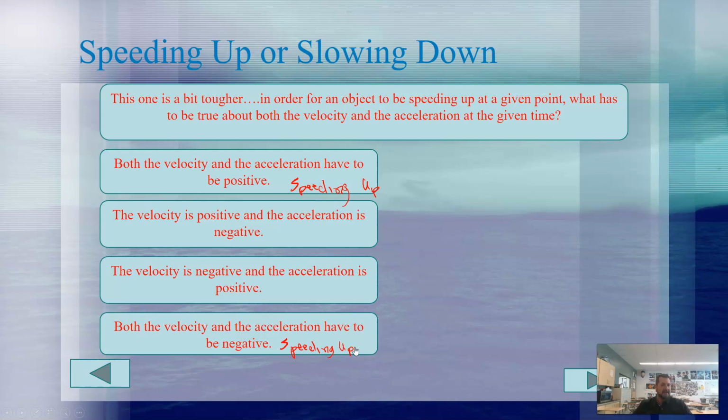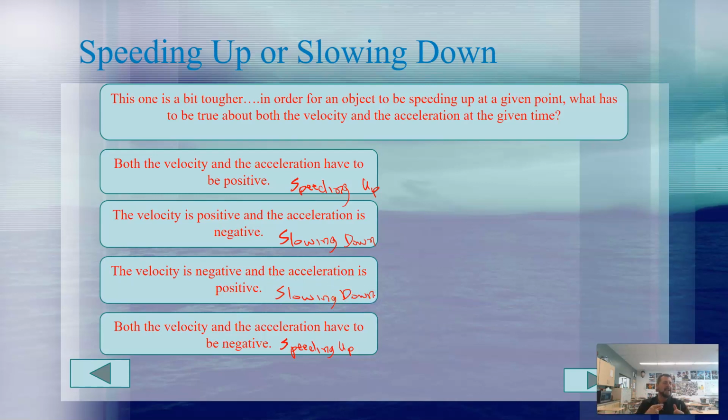You would just say, yes, they're working together. If they don't match up, then we are slowing down. So if the velocity is positive and the acceleration is negative, then we're slowing down. And if the velocity is negative and the acceleration is positive, they're not working together, so that's slowing down as well. So that's how you can tell.